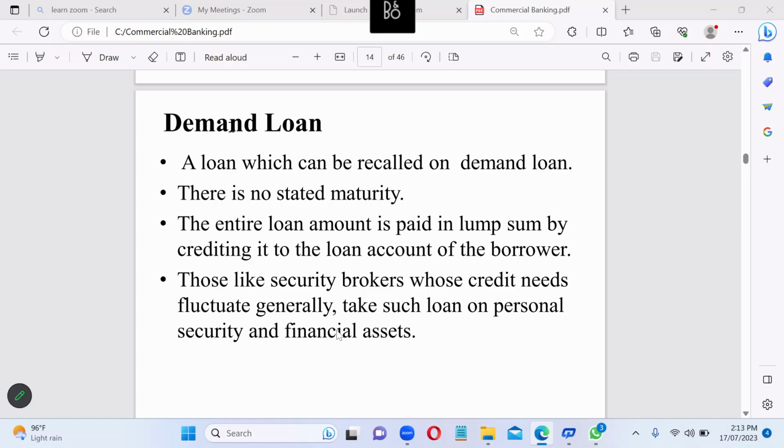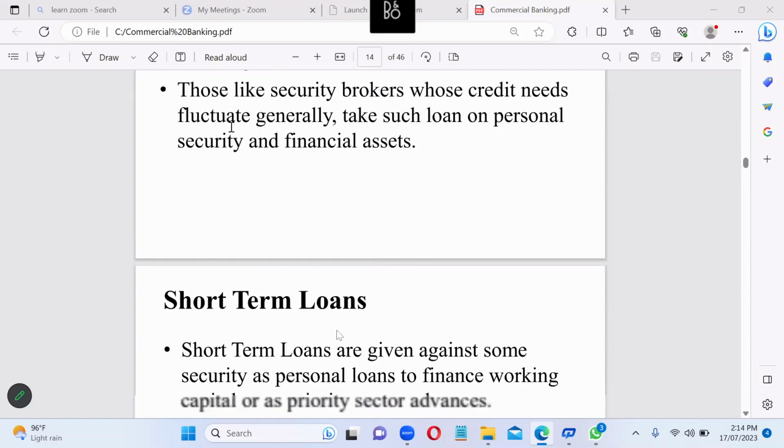For the long-term loan, you can pay in small amounts. But here, for the demand loan, you have to pay in lump sum, by one settlement, which is the major thing. Those like security brokers, whose credit needs fluctuate generally, take such loans on personal security and financial assets. Here also you have to show your personal security or financial assets to the bank.